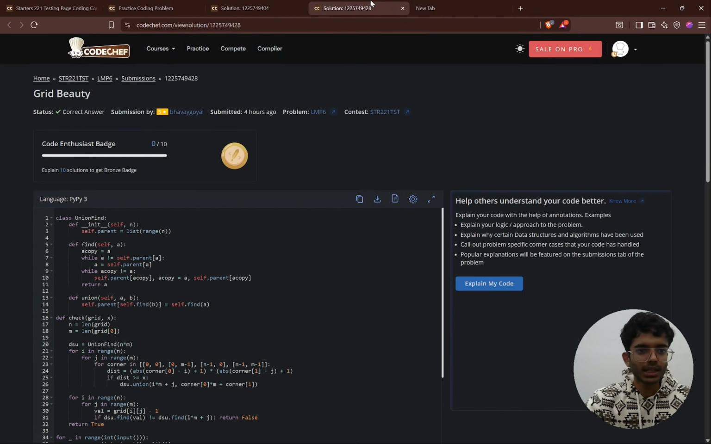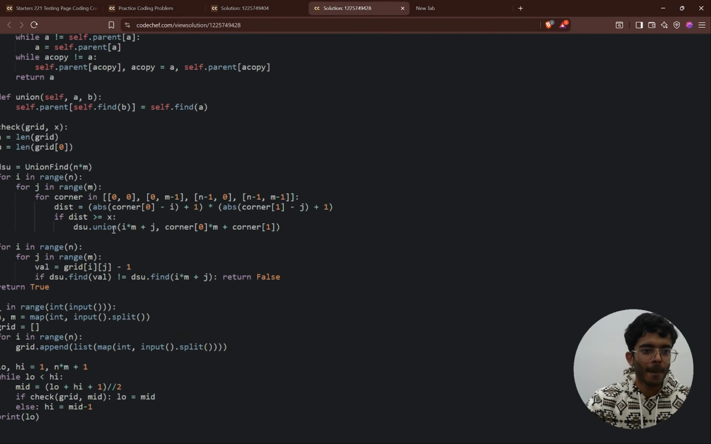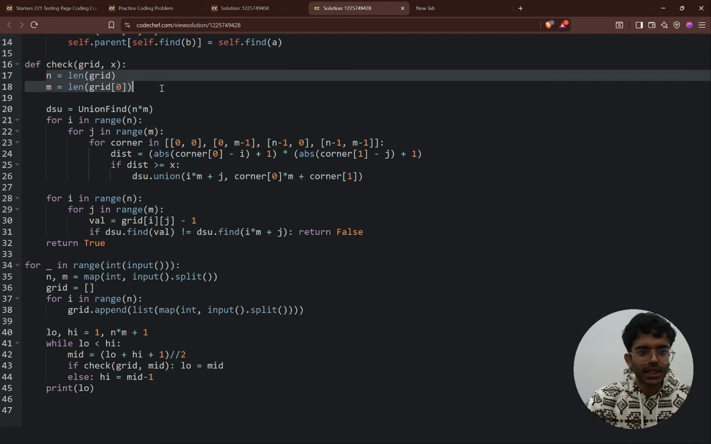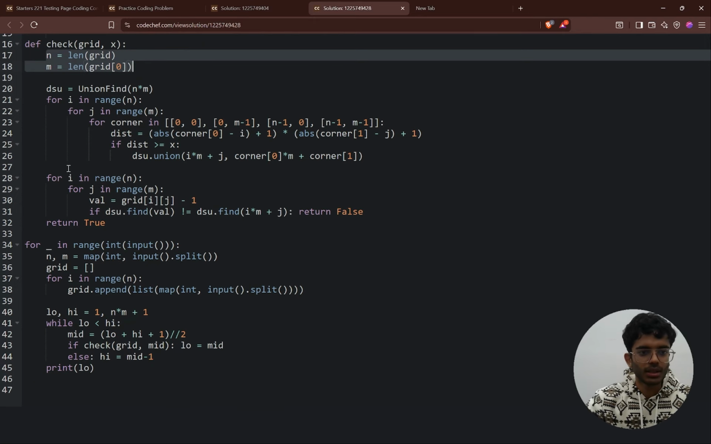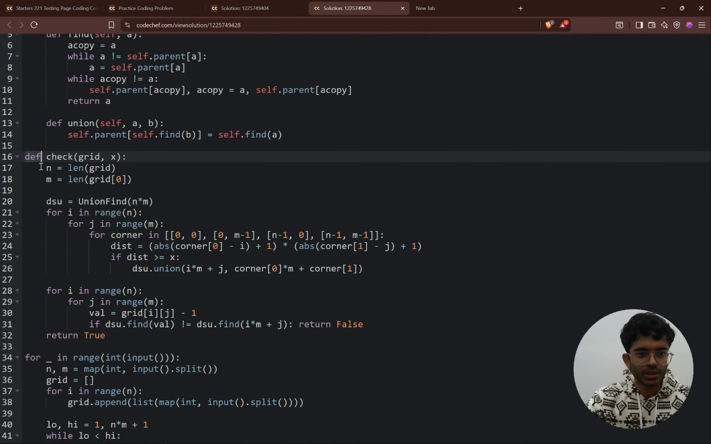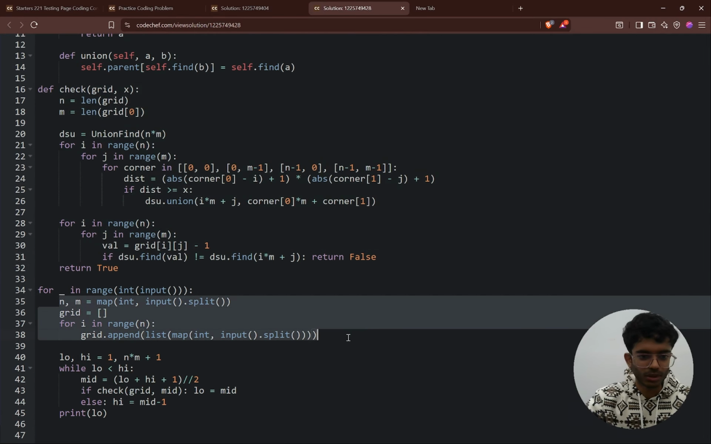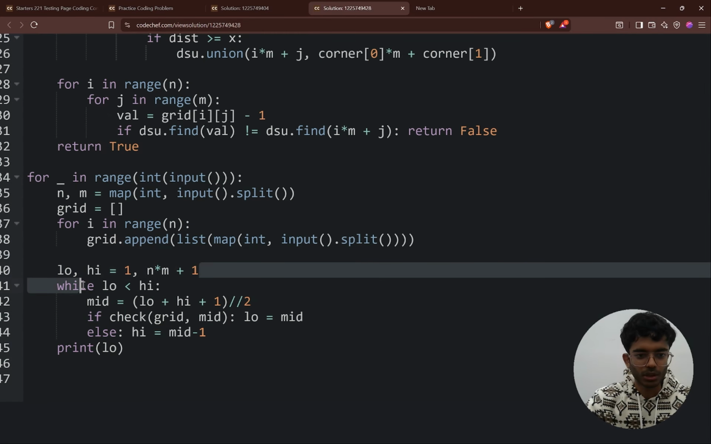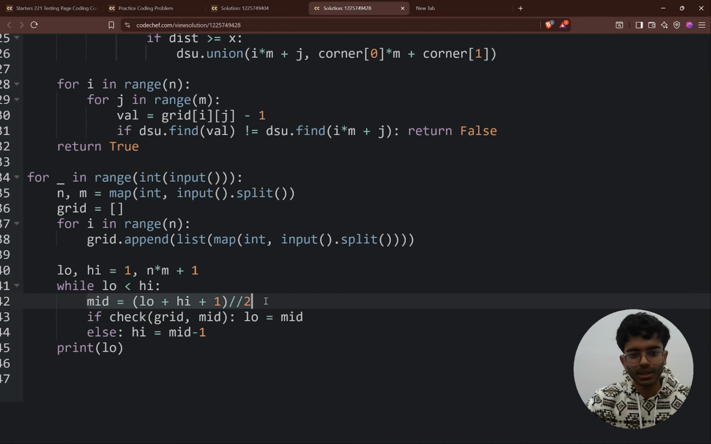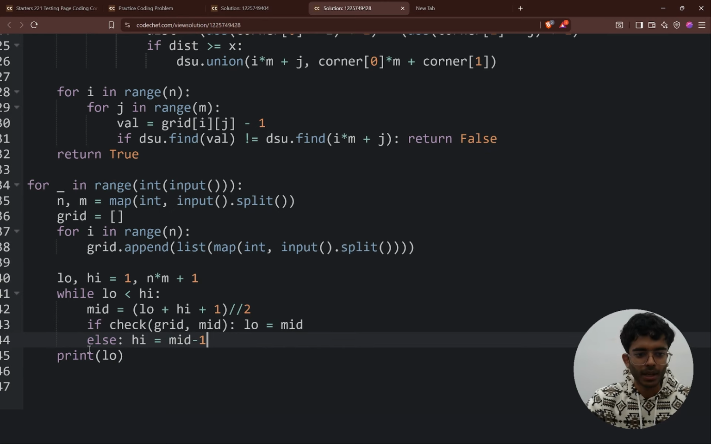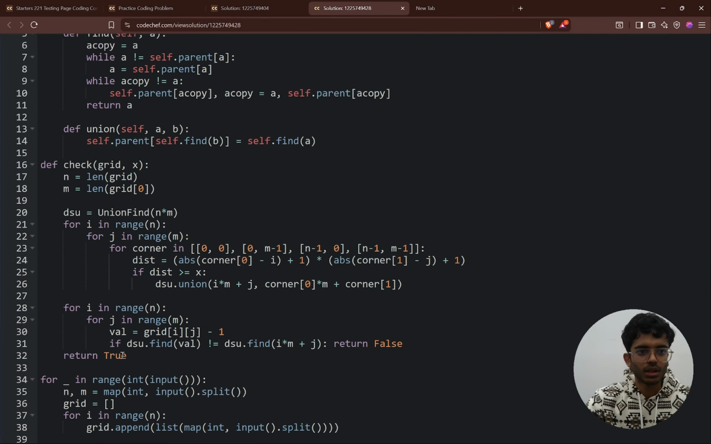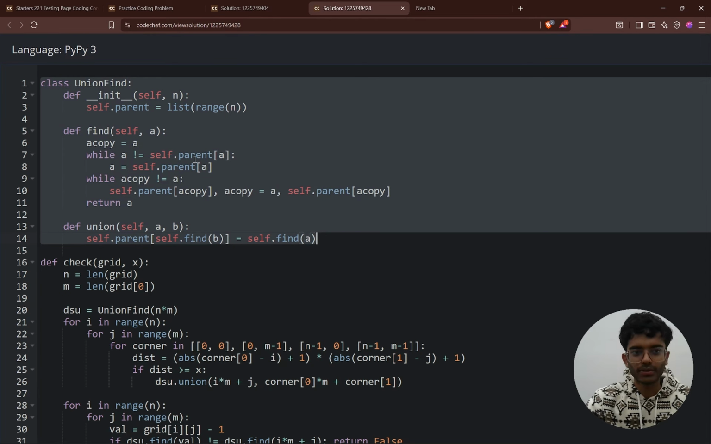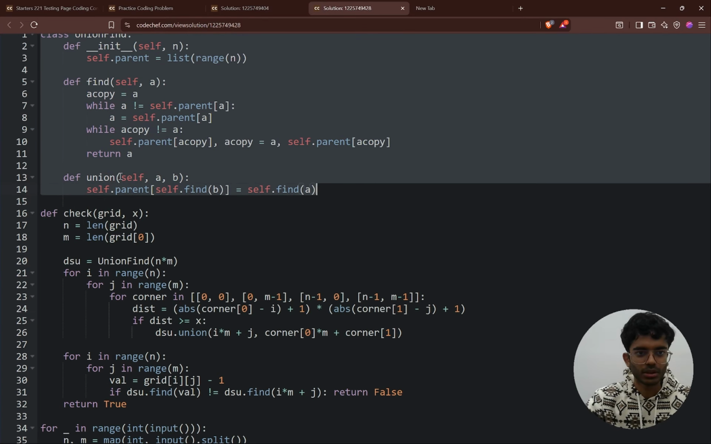Now let's see the solution in Python. We'll begin by taking in the input of our grid. Then over here, this is our check function. We'll define a binary search. So our low is 1 and high is n into m plus 1, while low is less than high, mid is this. And if check is valid, we'll set low to mid, otherwise we'll set high to mid minus 1. And in the end, we'll simply print low. And here is our simple DFS union find structure.